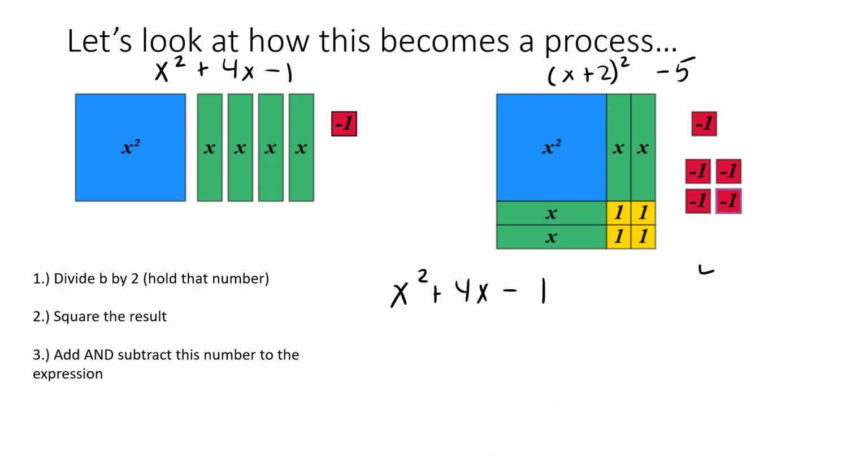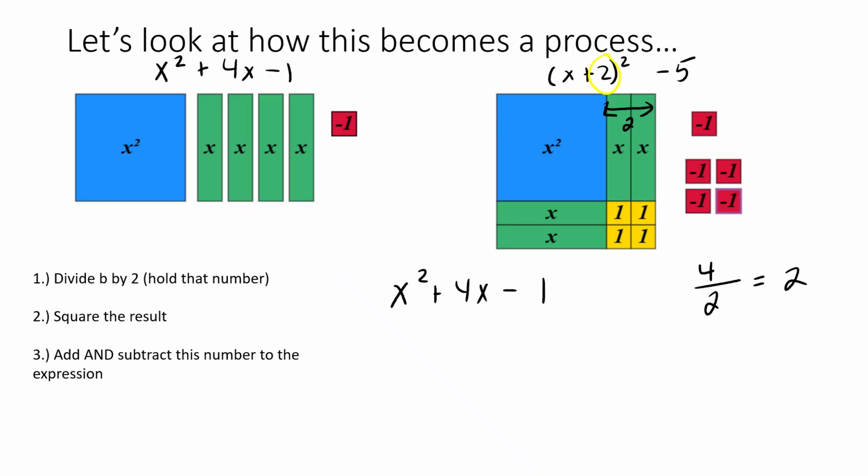So I'm going to take my b value, 4, that tells me how many x's I have, and I'm going to divide that by 2, and that number right there tells me how many x's I am going to have on each side. So that represents this 2 right there, which appears right here when we go to find the area. So divide the x's by 2, that's where that number comes from.